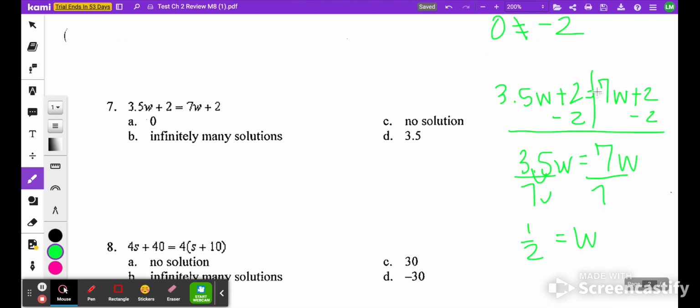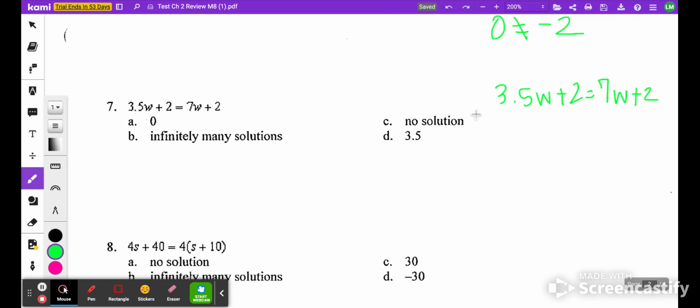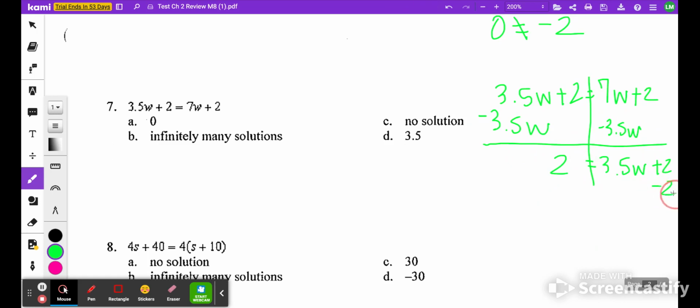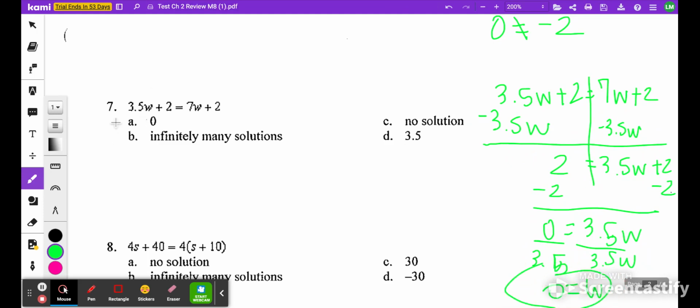Let me try it one more way. Instead of moving the 2, let me try moving the 7 and see what happens. Or maybe move the 3.5w. Let's do that. So moving 3.5w to the right. So 7w minus 3.5w is going to be 3.5w plus 2 equals 2. Subtracting 2 from both sides, I get 0 is equal to 3.5w. And then I can divide both sides by 3.5. There we go. I was like, that one looks a little funny. That one, we can have 0 as a solution.